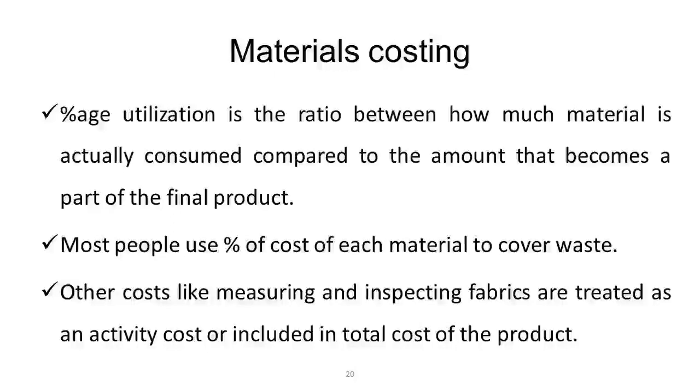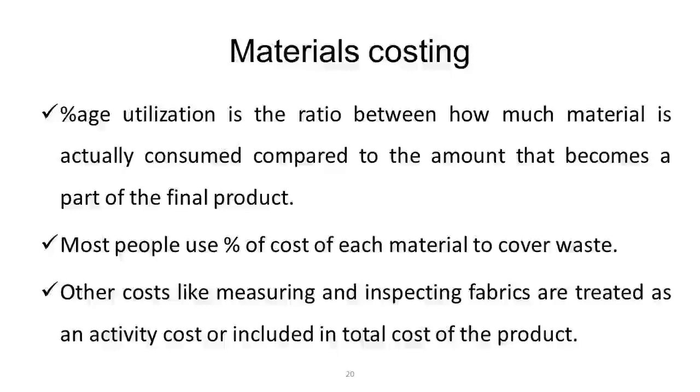Other costs like measuring and inspecting fabrics are treated as an activity cost, or included in the total cost of the product. Now imagine someone who is measuring the fabric. Vendor says, I have sent you 1025 meters of fabric. You receive it, and then you ask one of your persons to measure it. Upon measuring, we find that it is not 1025 meters, it is only 1010 meters. So your vendor has quoted 15 meters more. So only after measuring you find out that the actual fabric that you received is 15 meters less.